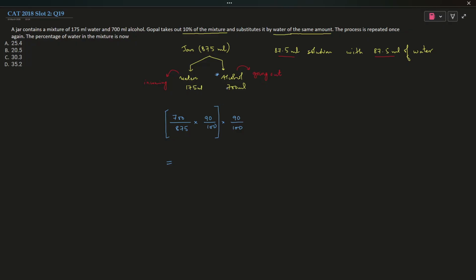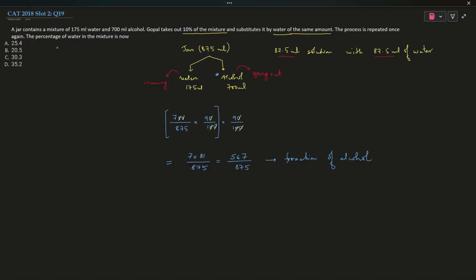This will come out to be 7 into 81 by 875, so this comes out to be 567 by 875. This is the fraction of alcohol, guys. Please be very careful. Fraction of alcohol in the solution.